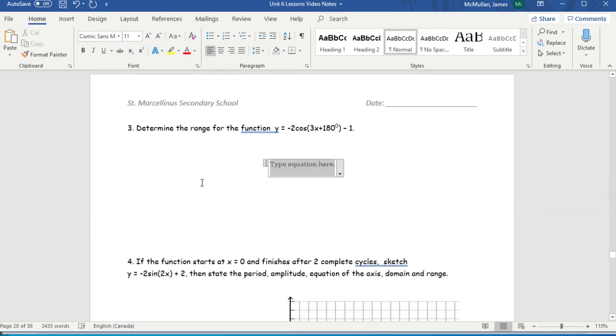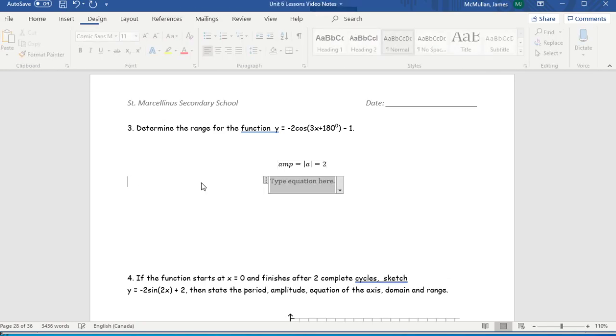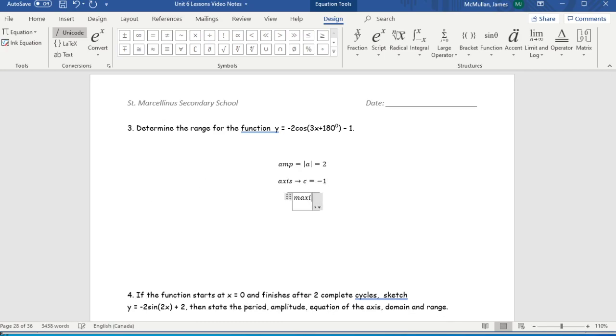Determine the range for this function. Okay, so it's easy. The amplitude is equal to the absolute value of a, which is equal to 2. The axis is c, which is equal to negative 1. The maximum is a plus c.